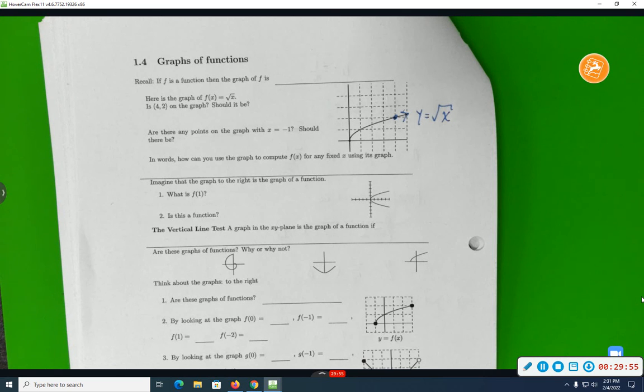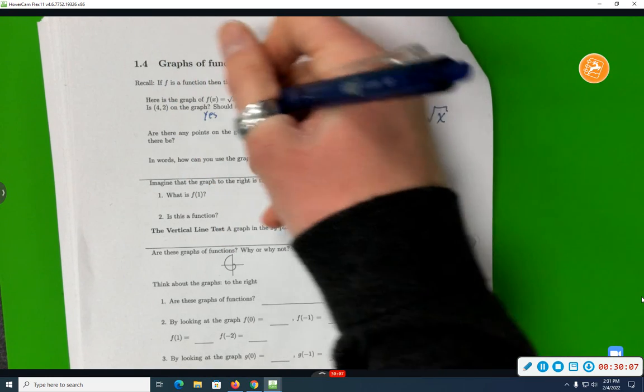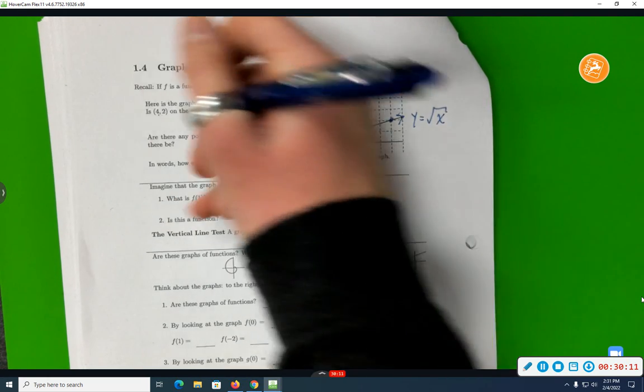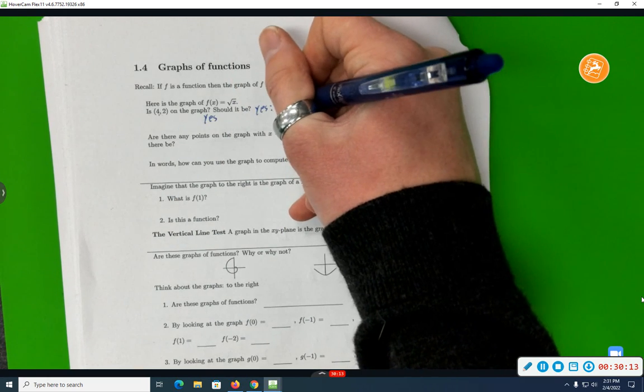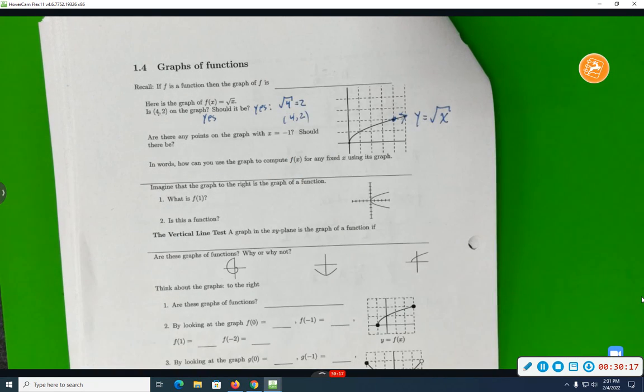It's better if it is. Why should it be? Because if that graph represents y equals the square root of x, you just plug 4 in, and the square root of 4 would be 2. Right, there's an x value, the square root of that x value is 2. So yeah, that point 4, 2 should be on the graph.